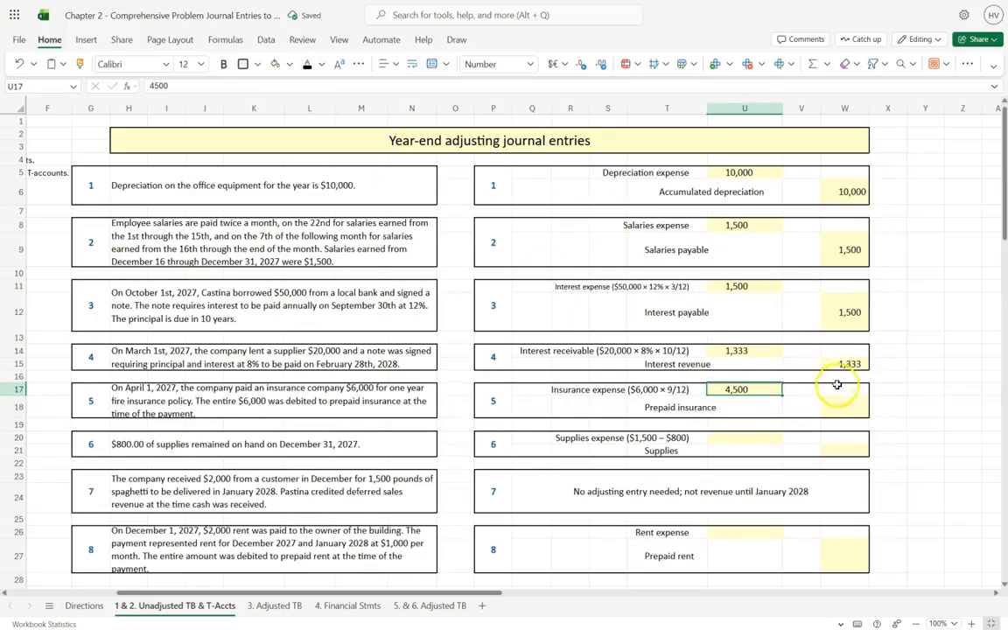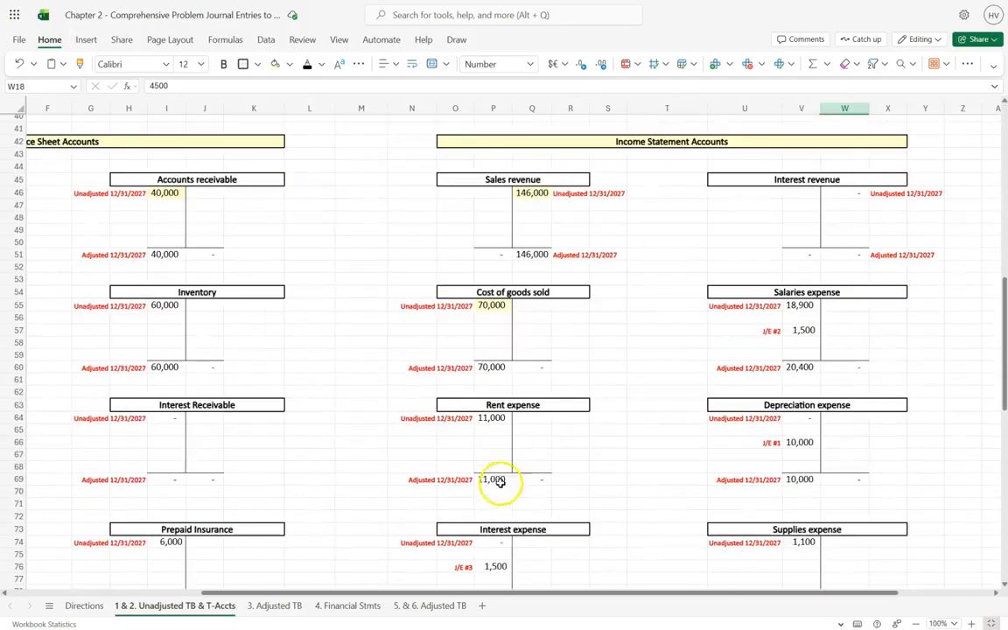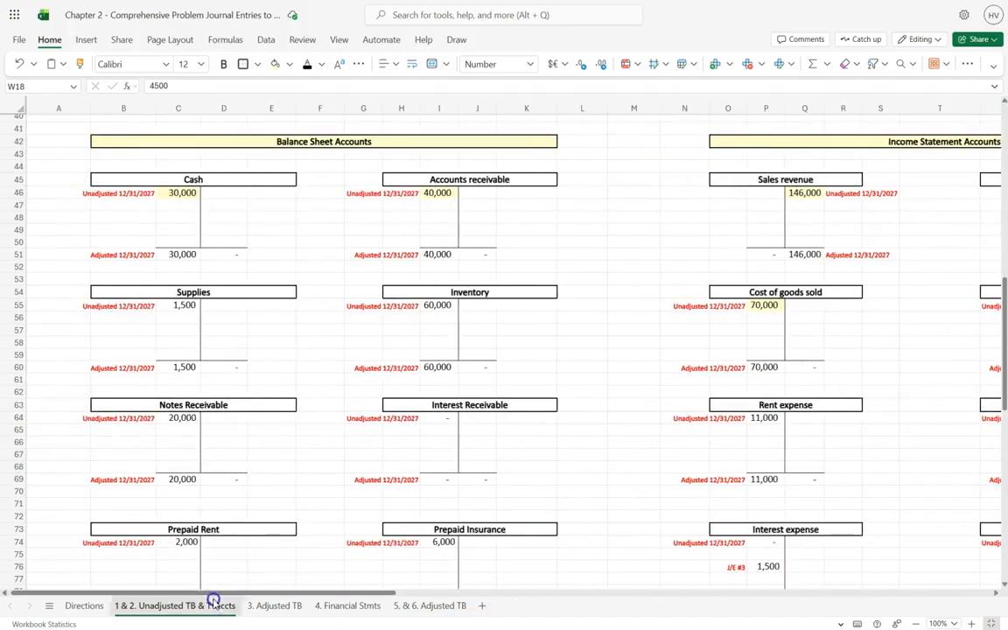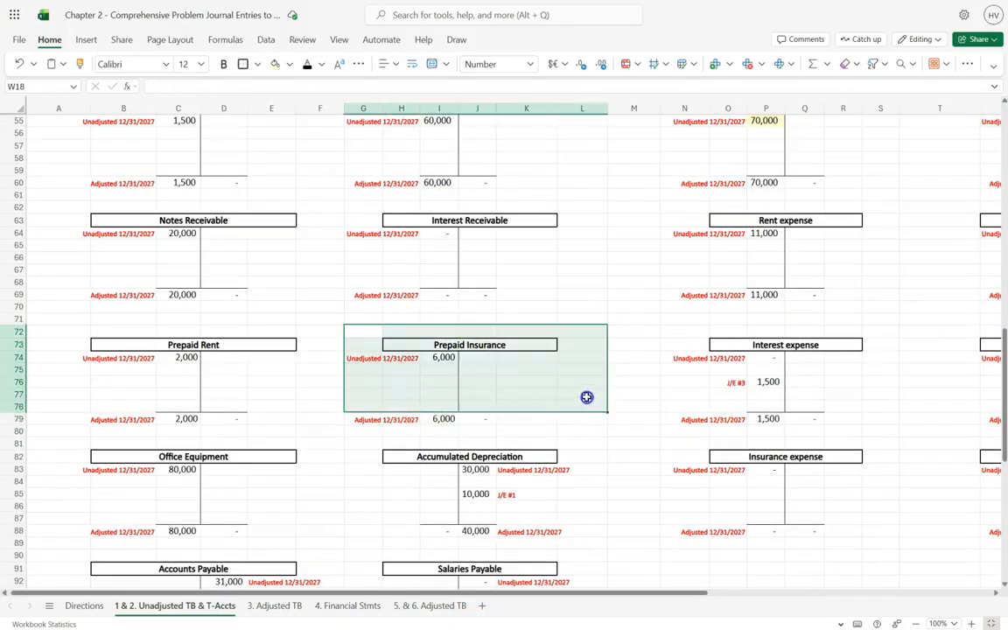So that number will be $4,500. And we're going to reduce our prepaid insurance account by that number as well. So $4,500. I want to go into this prepaid insurance T account specifically just so you can see what happens to it. It's a balance sheet account. It's going to be right here.